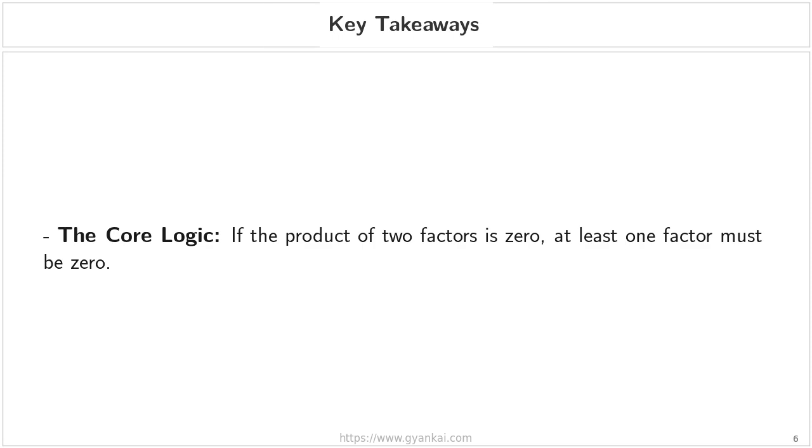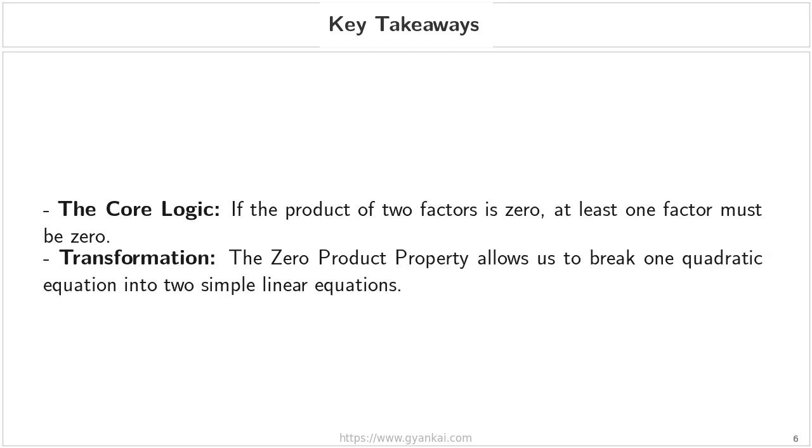First, let's revisit the core logic that drives this entire process, the zero product property. Remember, the fundamental idea is that if the product of two factors is 0, then at least one of those individual factors must be 0. This is the magic that allows us to move forward. Second, think about the transformation we are performing. By using this property, we are essentially taking one complex quadratic equation and breaking it down into two much simpler, manageable linear equations. We are turning a difficult problem into two easy ones.